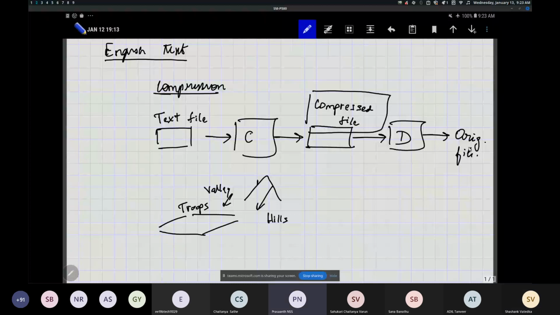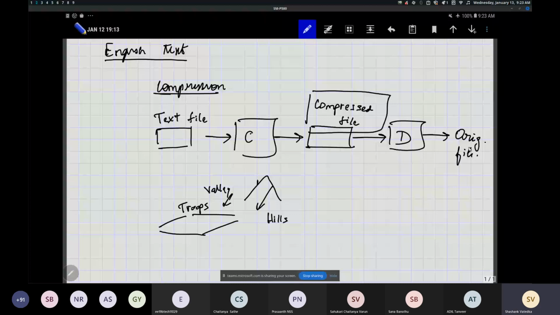Two. Why is it 2 bits? There are two choices, right? There are two choices, either hills or valley. But how many bits do you need to represent this? One. It is just a single bit, one bit, right?